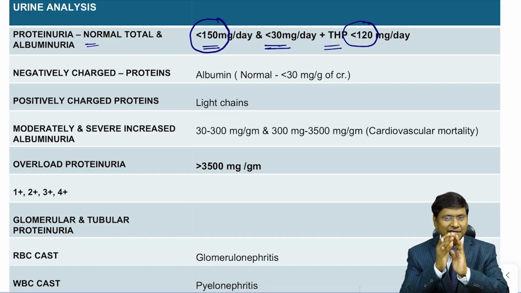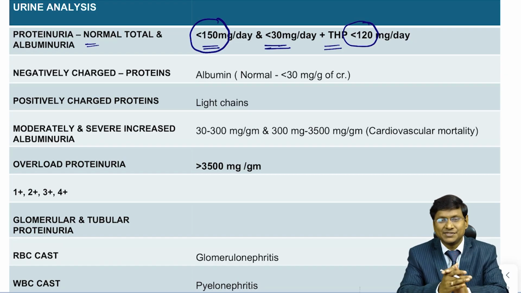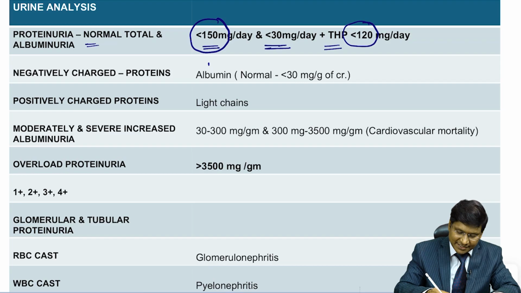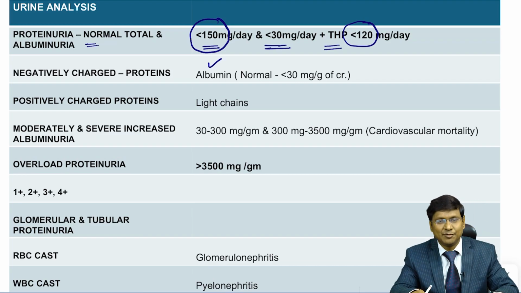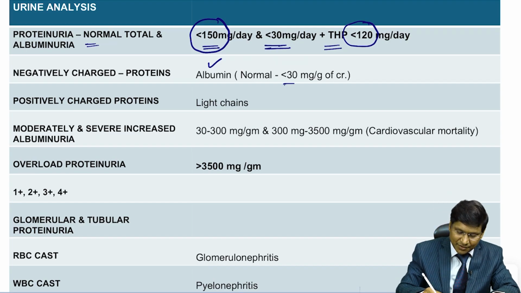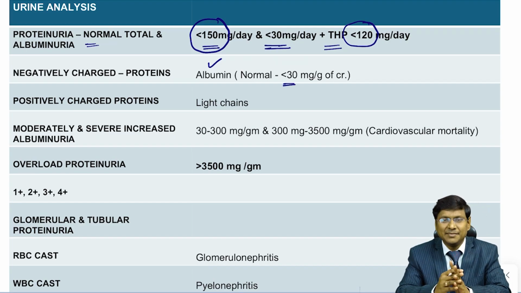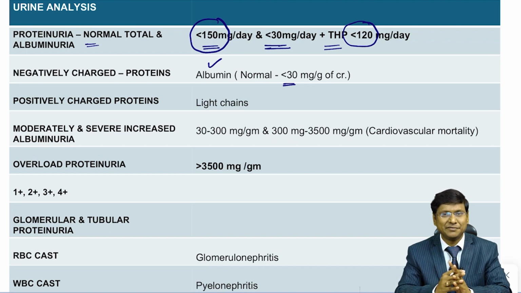Now, the proteins can be tested by the dipstick test, but the point is this particular dipstick test can only detect the negatively charged proteins, that is albumin. And how much is the normal quantity of albuminuria? The normal quantity of albuminuria is less than 30 milligrams per gram of creatinine. What is this milligram per gram of creatinine?